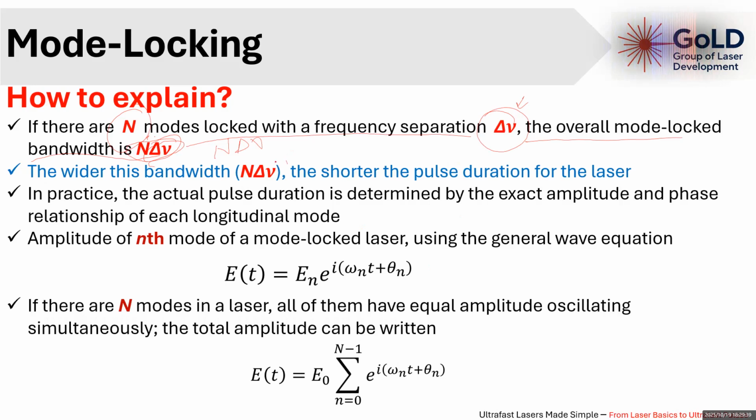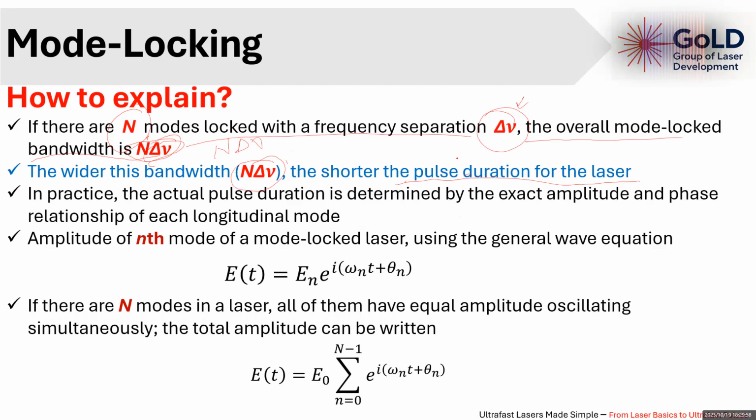So the wider this is, the shorter the pulse duration for the laser. This is the simplest way to explain. Say you have 30 modes locked, and what is the separation between two modes? Let's suppose any random frequency, 10 hertz, and then you multiply with this one, and that is the bandwidth. What that bandwidth is, we'll see later.